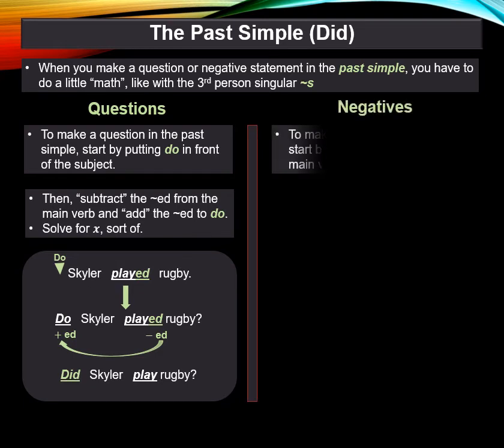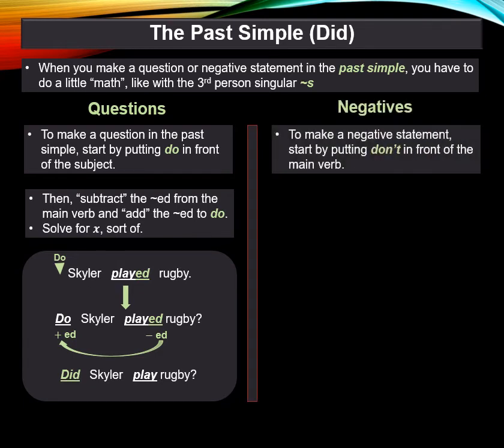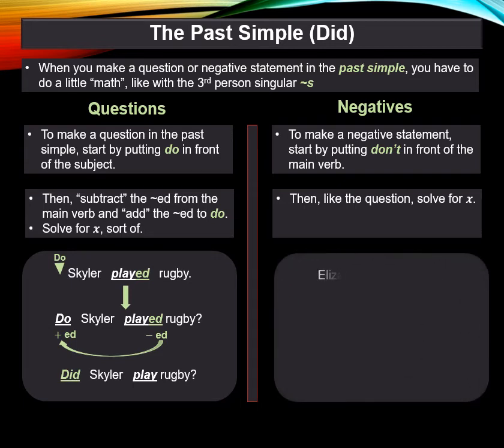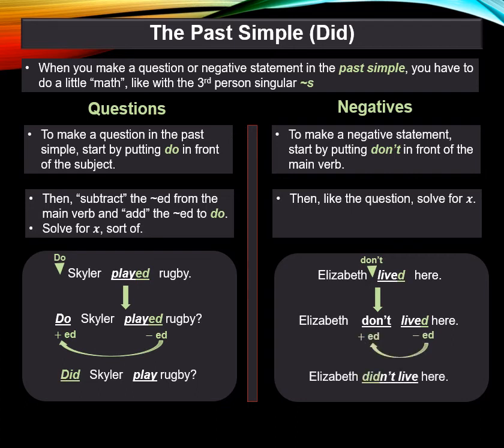And for a negative statement, same thing. Start by putting don't in front of the main verb. Then, like the question, solve for x. Elizabeth lived here. Drop in don't. Then move the ed: Elizabeth didn't live here. That's do, does, and did.